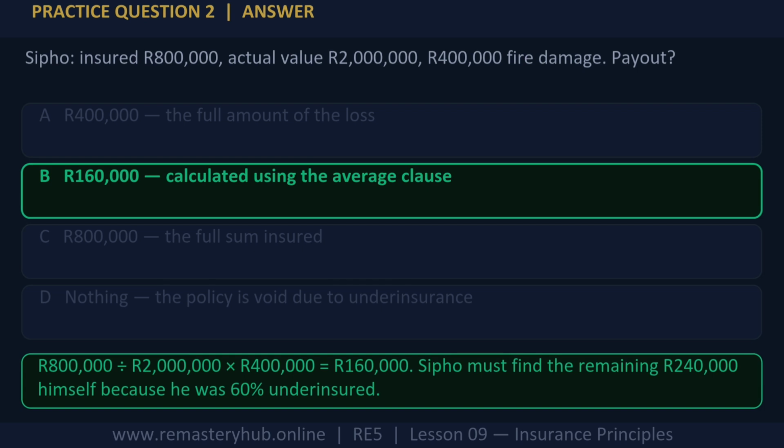Using the average clause formula, sum insured divided by actual value, multiplied by the loss amount. 800,000 Rand divided by 2 million Rand, multiplied by 400,000 Rand equals 160,000 Rand. SIPO was 60% underinsured, so he only receives 40% of his actual loss. He must find the remaining 240,000 Rand himself. The average clause exists precisely to discourage underinsurance.